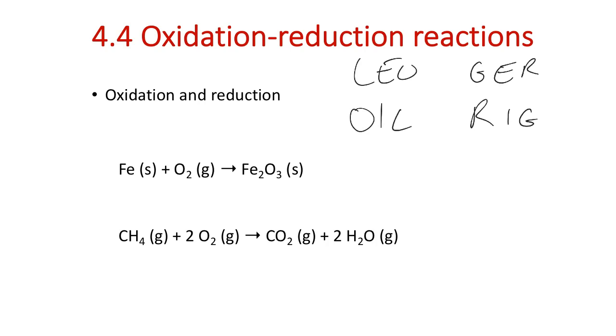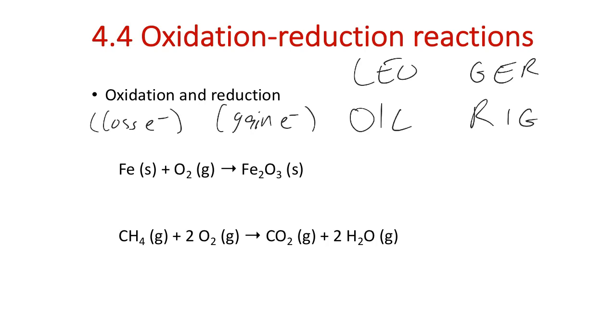These are helping us remember what oxidation is. So oxidation is the loss of electrons. So a substance that loses electrons in a reaction is oxidized, and then a substance that gains electrons is reduced. So gaining electrons is reducing, or reducing is gaining. So a substance that gains electrons is undergoing reduction.